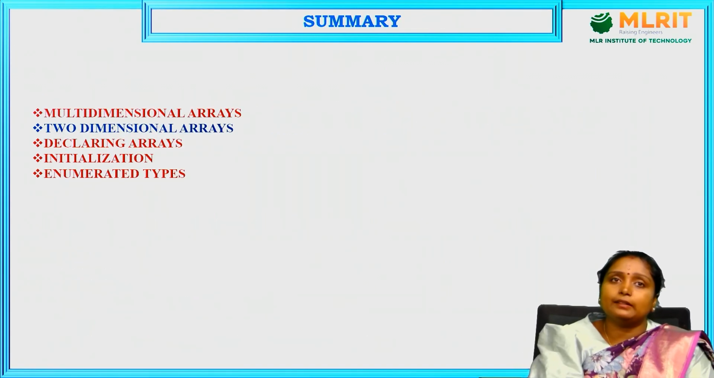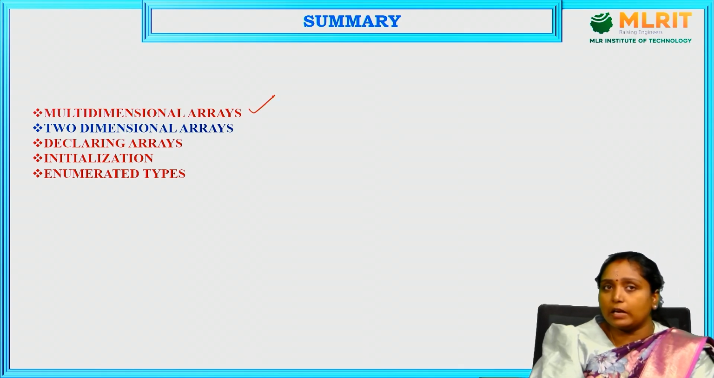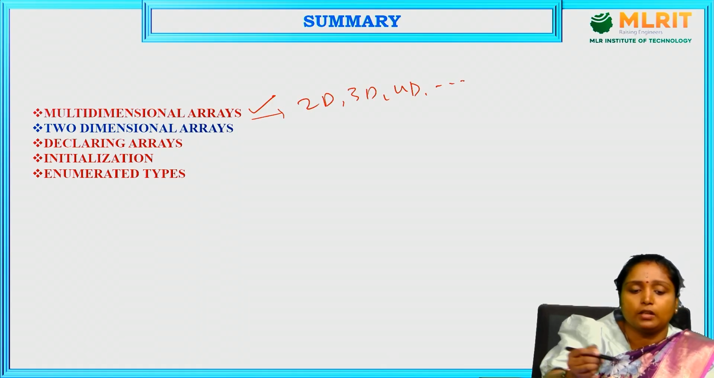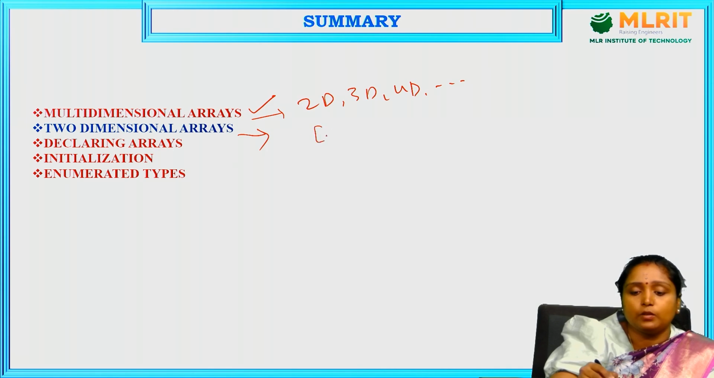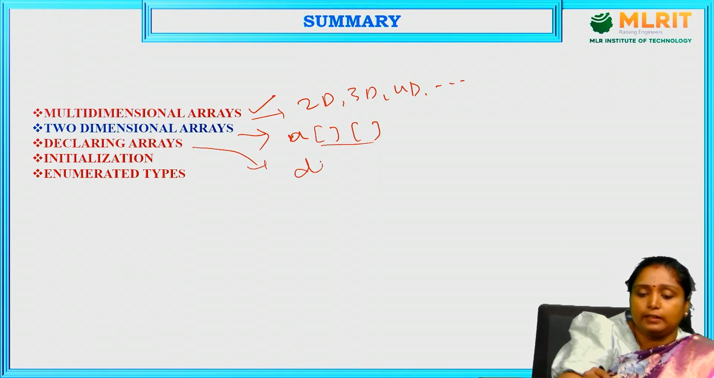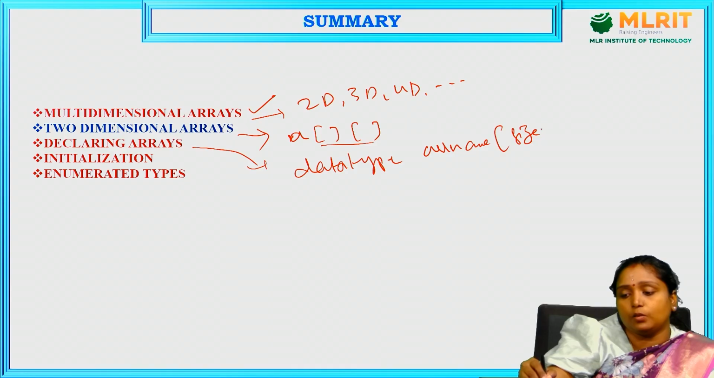In this session, we have seen what multidimensional arrays are. An array of arrays is called a multidimensional array. Multidimensional arrays might be 2D arrays, 3D arrays, 4D arrays, and many more. 2D arrays are those with array name and 2 subscripts. How do you declare an array? Using data type, array name, followed by the row size and column size.